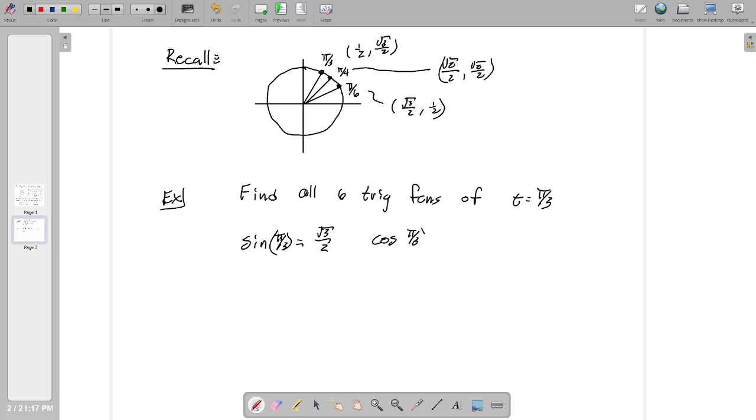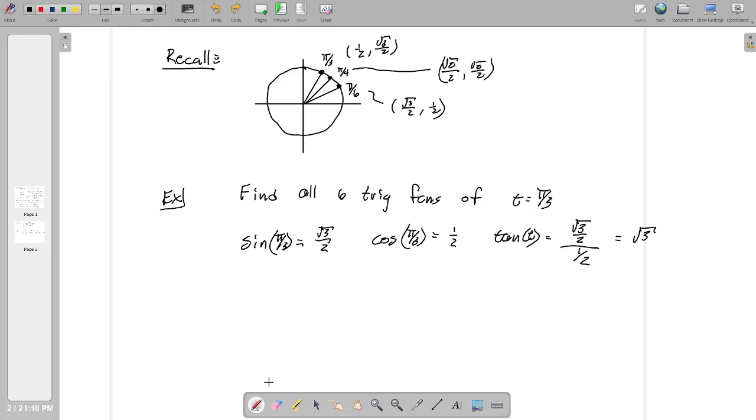Cosine of pi over 3 is the x value in the terminal point associated with t equals pi over 3. We go up to t equals pi over 3, look at the x value, and we get 1/2. And tangent of t is y over x, the y value divided by the x value in the terminal point associated with t equals pi over 3. So it's root 3 over 2 divided by 1 over 2, and this will reduce to root 3 when you flip the 1/2 and multiply.